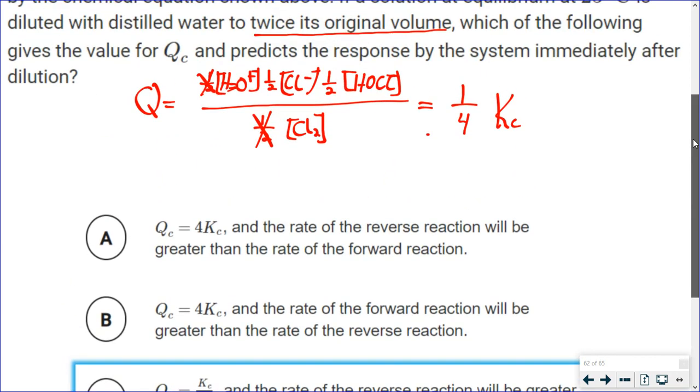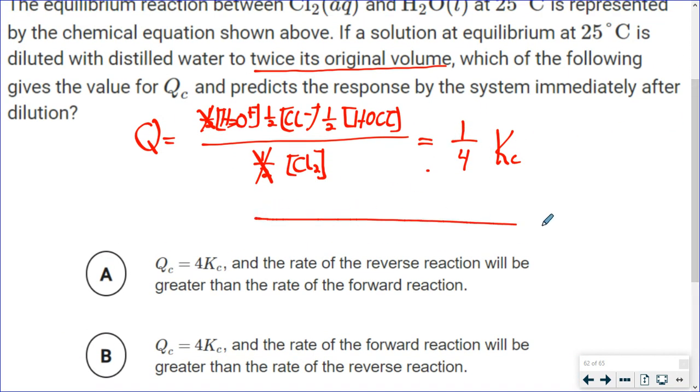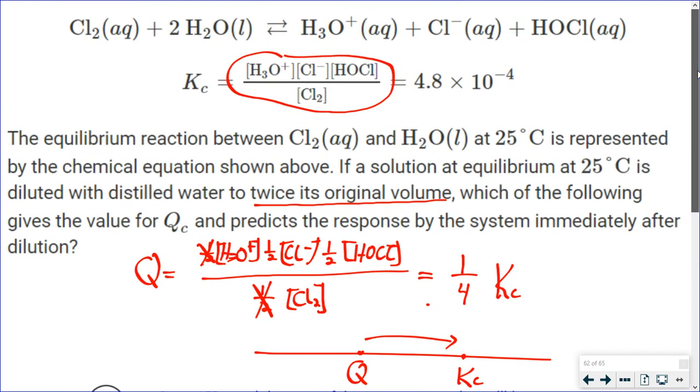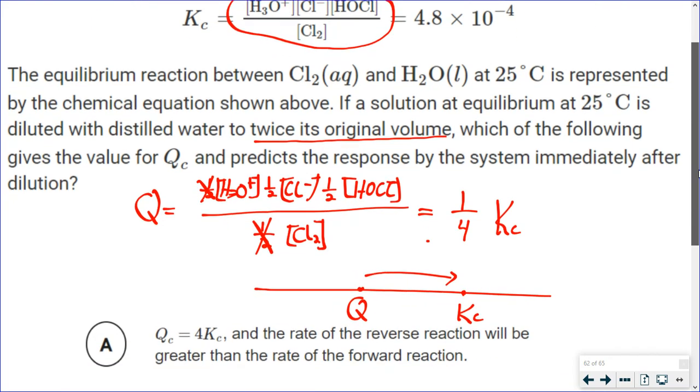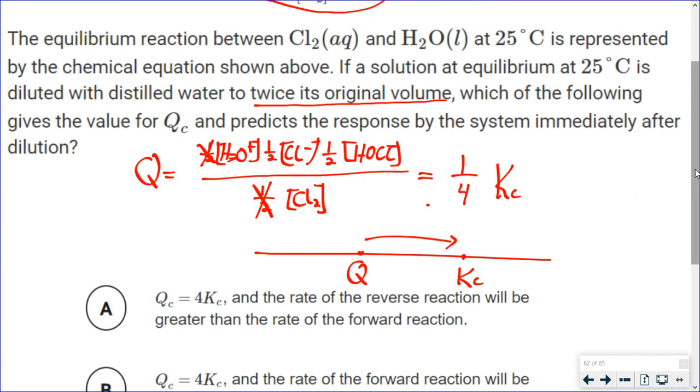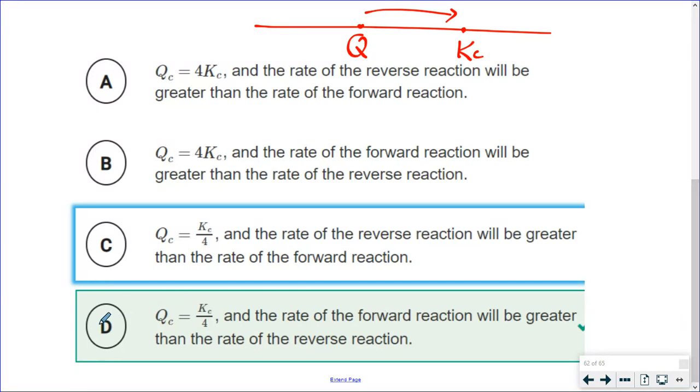So how do we know that? Well, if we're 1/4 of Kc and we put it on a number line, Q has to be less than Kc. We have to shift right to reestablish equilibrium. And if we shift right, that means our forward rate has to be larger than our reverse rate at this point in time when our Q is 1/4 of our K value. So that's how D is your correct answer. The forward rate would be greater.